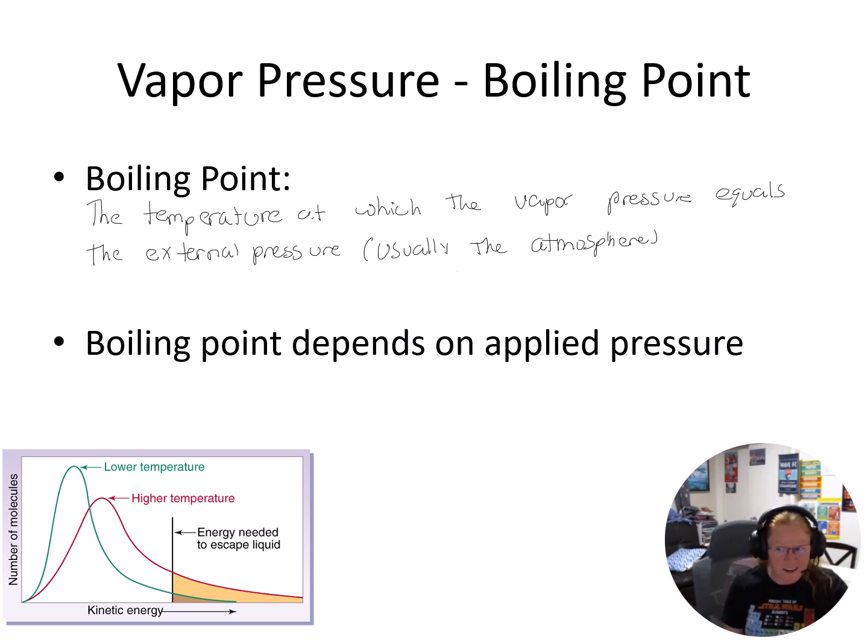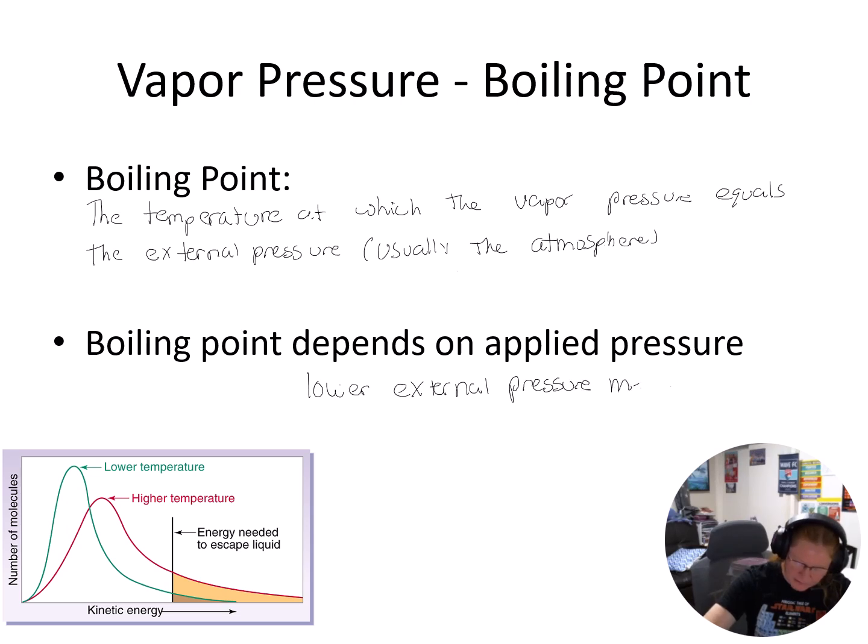If the atmospheric pressure is lower, then our boiling point is going to be different as well, because that external pressure won't be the same. Or if we're in a pressure cooker, that external pressure is going to be much higher, and so the boiling point is going to change due to that applied pressure. And so lower external pressure means molecules in the system need less kinetic energy to form bubbles.